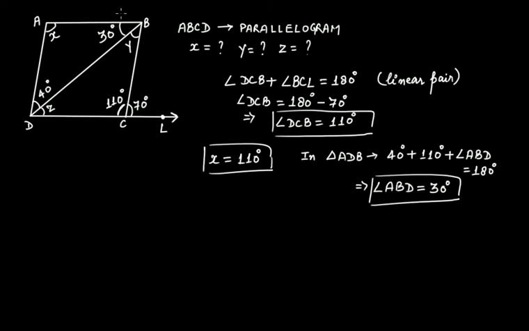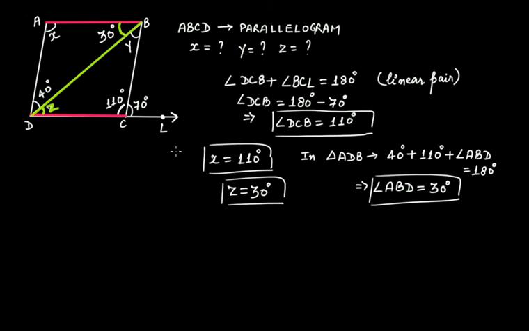30 degrees. Now if this angle is 30 degrees, can you look at these two parallel sides, that is this parallel side and this parallel side? This one is the transversal, therefore this angle will be equal to this angle Z. So Z is equal to what? 30 degrees. Z is equal to this 30 degrees. Okay, so we have the value of X and Z.